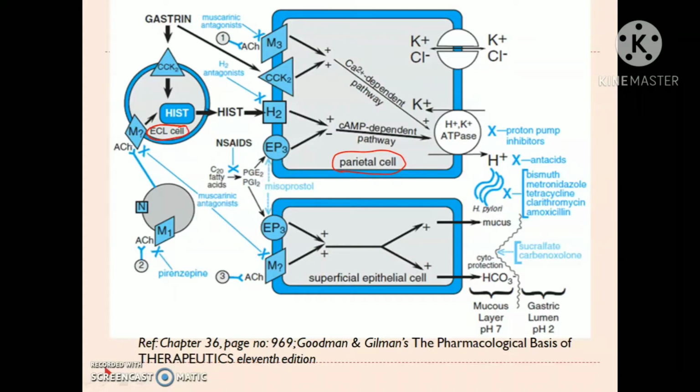In the figure you can see the big square that depicts the parietal cells where the acid is formed and secreted out. And just before that you can see a rectangle that denotes superficial epithelial cells, which are concerned with the secretion of mucus. And then there are the endochromaffin-like cells, which are concerned with the secretion of histamine.